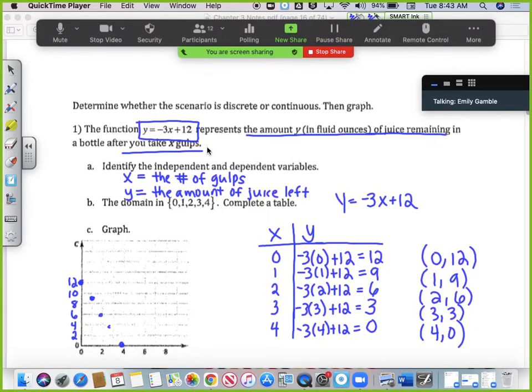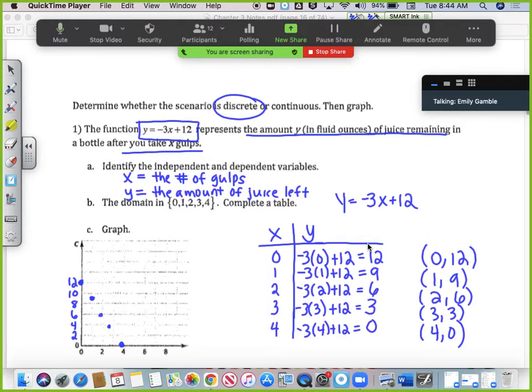So I'm just quickly putting this back in there. But this one would be discrete. So this is a discrete graph. It's not continuous. Those points will not have a line through them. They'll just be a discrete set of points. The domain would just be 0, 1, 2, 3, 4. The range would be 0, 3, 6, 9, 12. And that would be it for that.